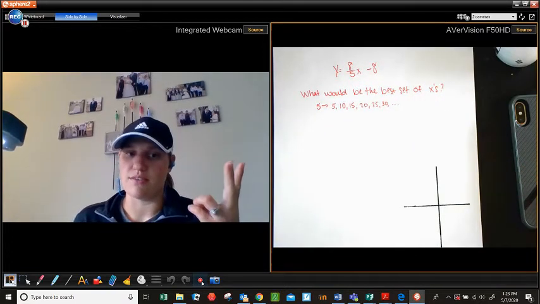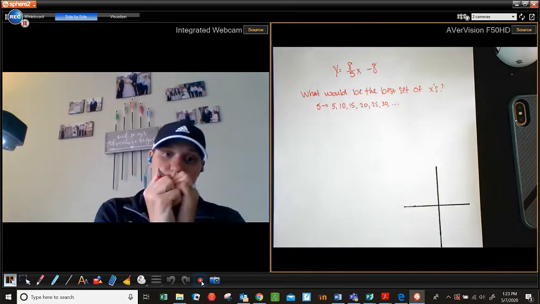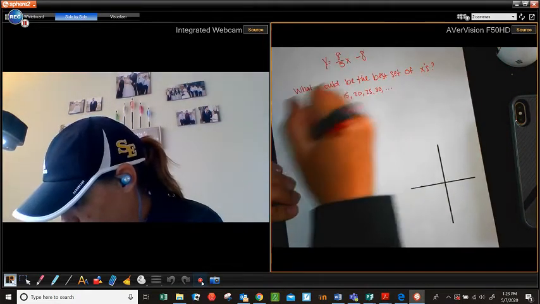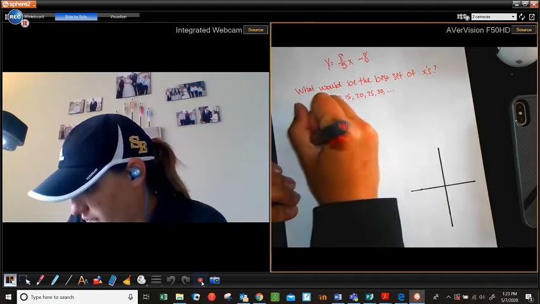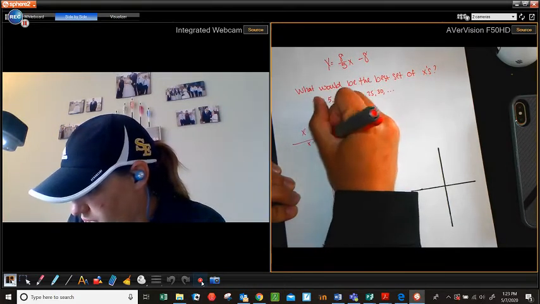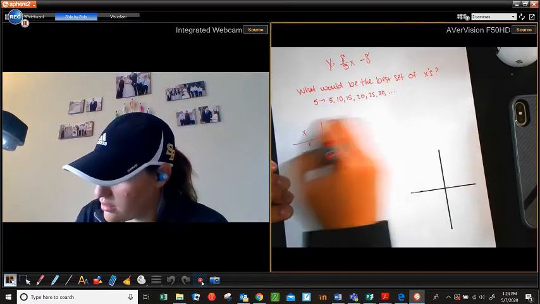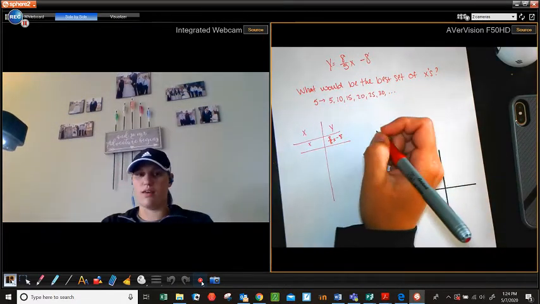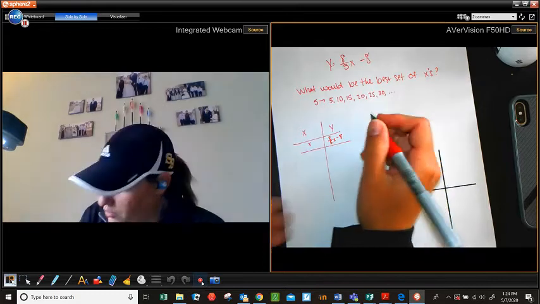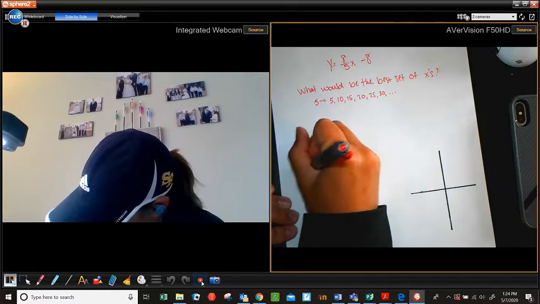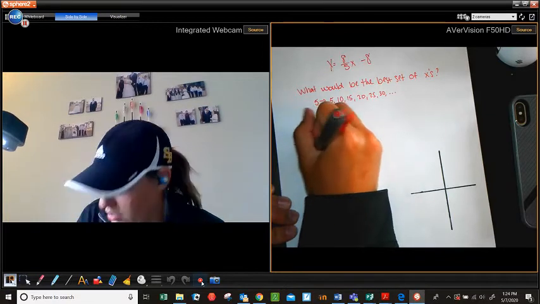We want 2 positive values, 2 negative values, and 0 in the middle. Creating our table. We have our x values, and our y value is going to be 8/5 x minus 8. So if we want 0 in the middle, and we want 5, 10, then we want negative 5, and negative 10.